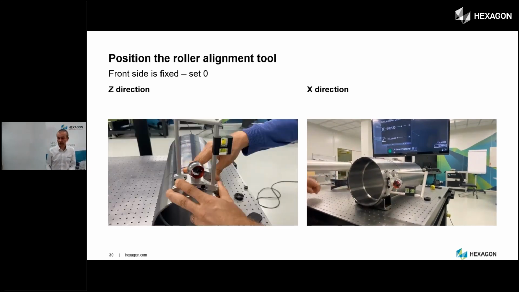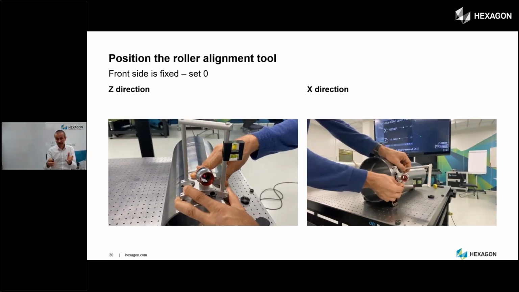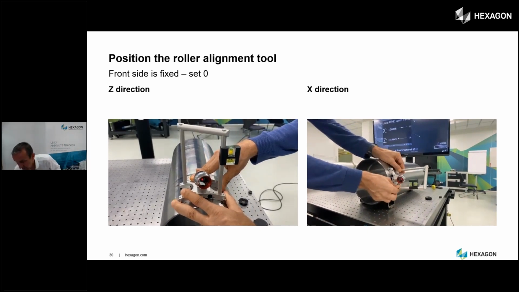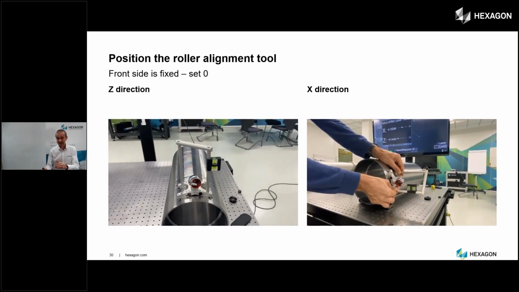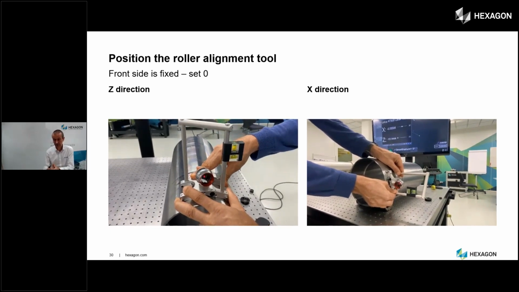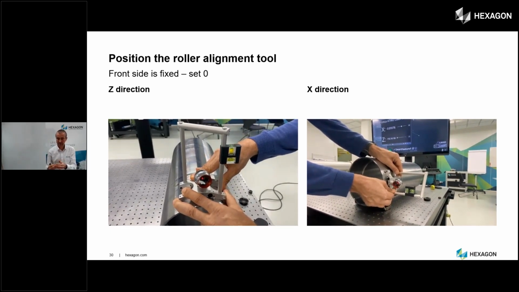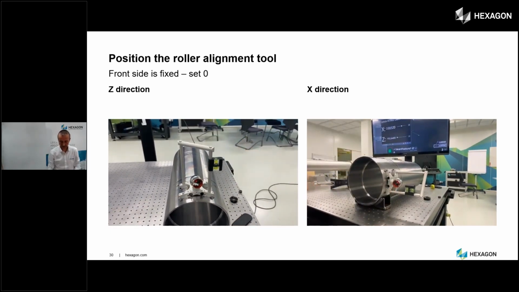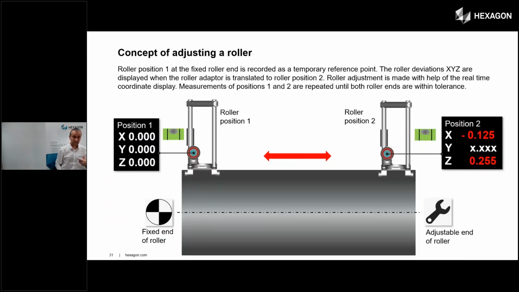And then basically doing the same thing with the kit when you go to the right side. To the right side, to adjust by the X direction. X direction, front side, fixed end, and then the flexible end, back side. So showing here again the concept, basically, you have position 1, fixed end of the roller, adjustable end of the roller. That's where you move later.